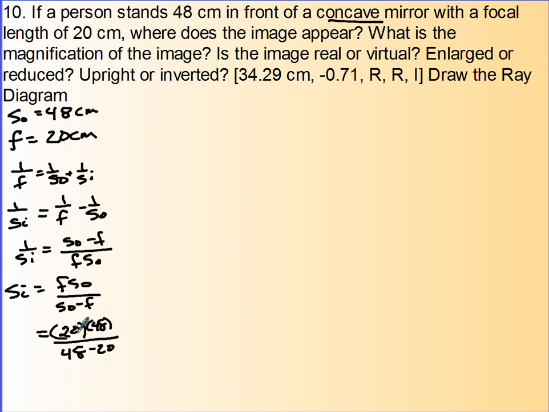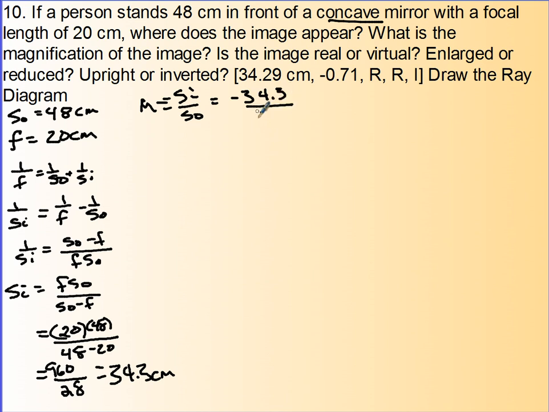Now go ahead and do your multiplication and your subtraction, etc. right now. So 20 times 48 is 960. And 48 minus 20 is, of course, 28. Now 960 divided by 28 is 34.3, that's close enough, centimeters. Magnification is minus SI over SO. So it's minus SI, which is positive 34.3, divided by SO, which is 48, which is negative 0.71.